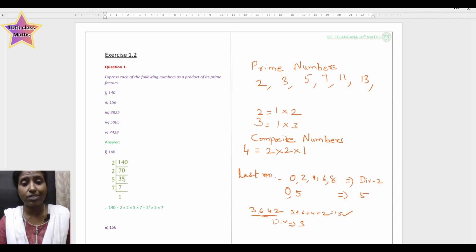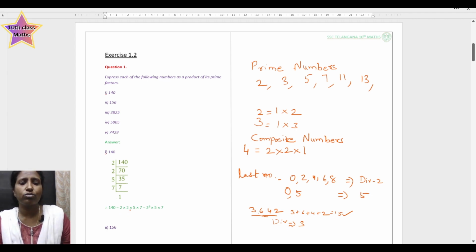Now 35. The last digit is 5. So what's our right choice? Yes, 5 is the right choice. 5 sevens are 35, and 7 ones are 7. So 140 is equal to 2 into 2 into 5 into 7.